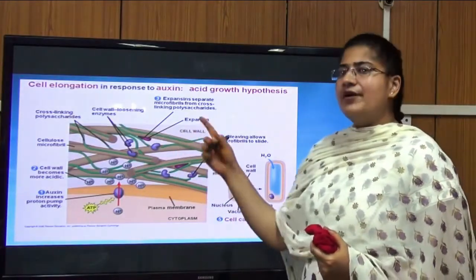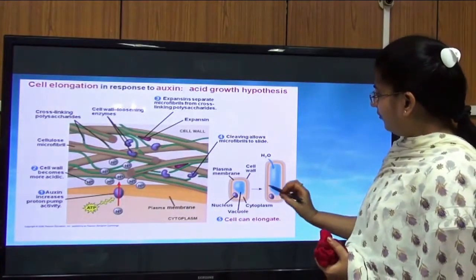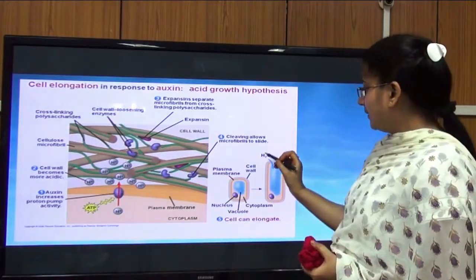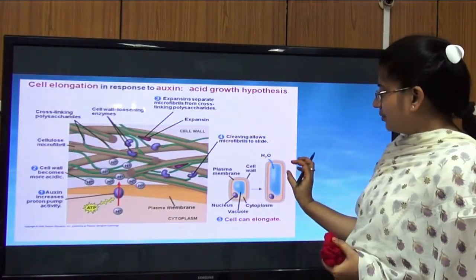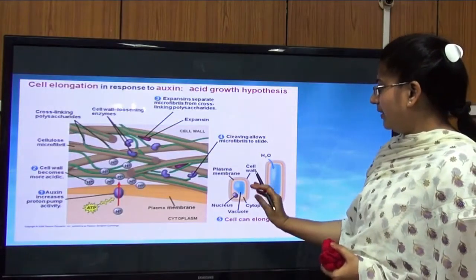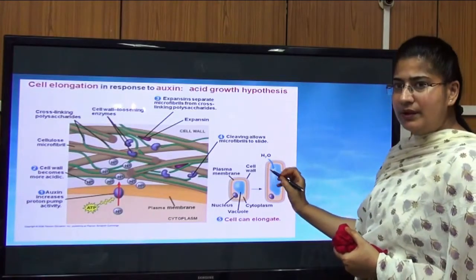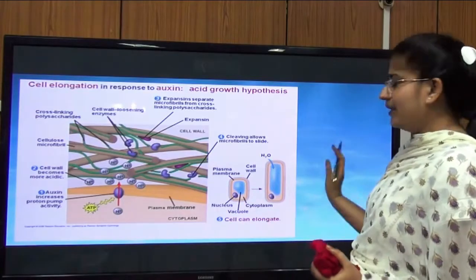And another effect of auxin, what will it do? It will lead to the entry of water inside the cell. So entry of water will lead to increase in turgor pressure. So in response to this increased turgor pressure, the cell will expand in size. There will be increased turgor pressure from all around on the walls, and in response to it, the cell will expand.